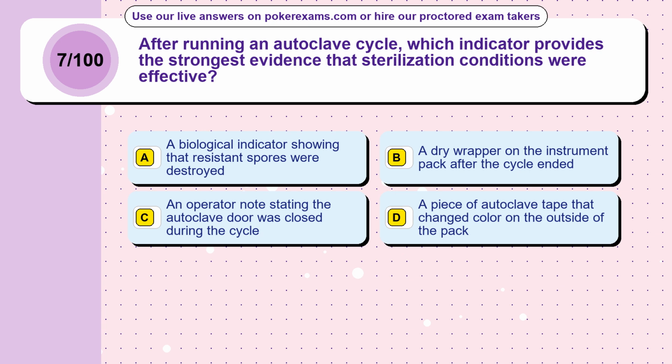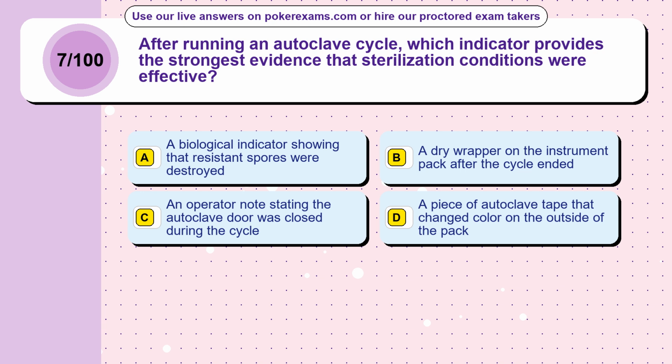Question 7. After running an autoclave cycle, which indicator provides the strongest evidence that sterilization conditions were effective? Option A. A biological indicator showing that resistant spores were destroyed. Option B. A dry wrapper on the instrument pack after the cycle ended.